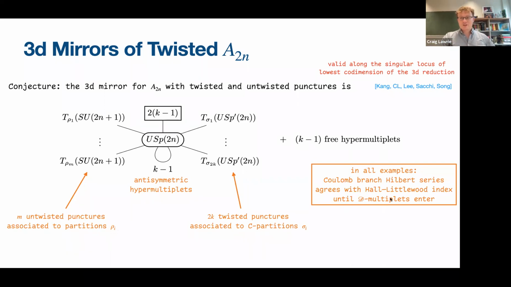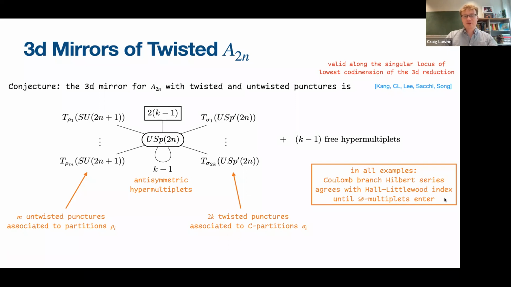And another interesting thing is that in all of the examples which we checked throughout this paper, the Coulomb branch Hilbert series of this quiver here agrees with the Hall-Littlewood index at low orders. So before the first minus sign, the first minus sign being where the D multiplet starts contributing.